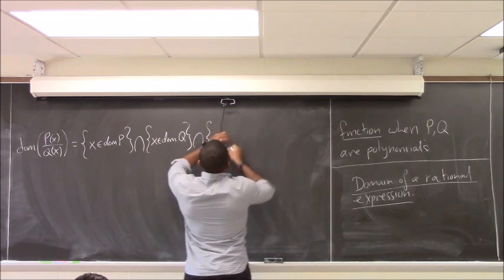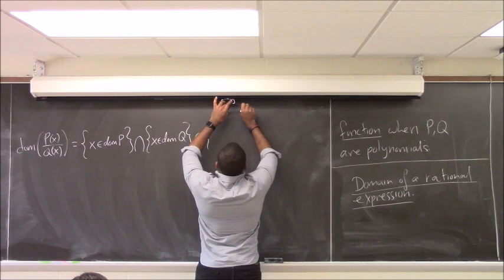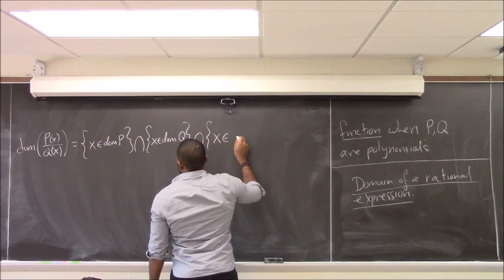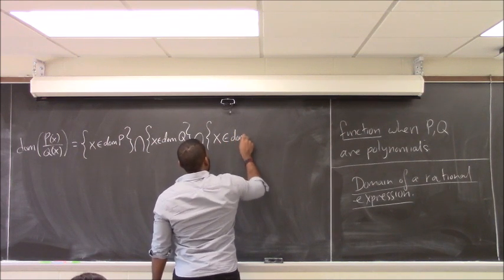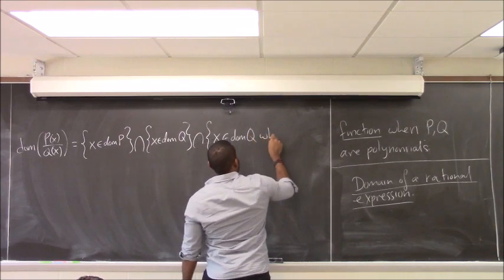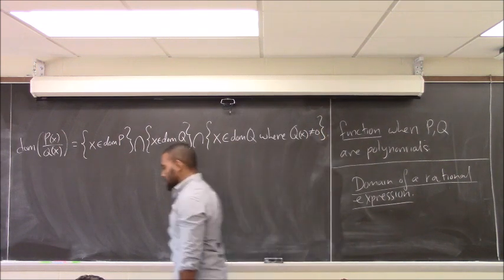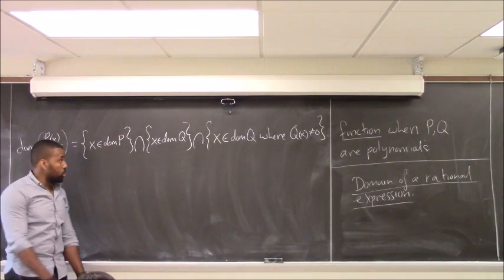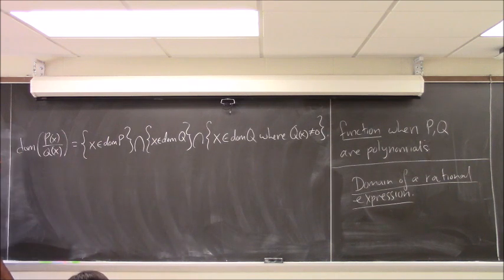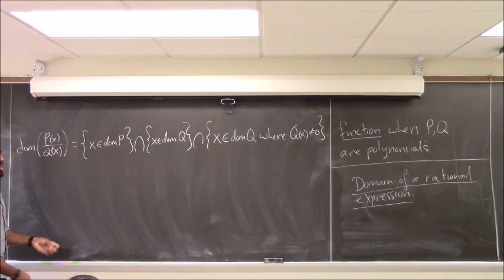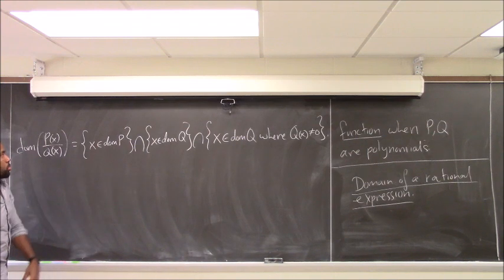intersected with, more specifically, the x in the domain of q where q of x is not zero. So that's basically to say, whenever we're looking for the domain of a rational expression, we have to focus on three things. Where does the top function work? Where does the bottom function work? And where is the bottom function not zero? Outputting zero does technically mean it works, but you can't divide by zero. Since q of x is in the denominator, you cannot have a zero output.